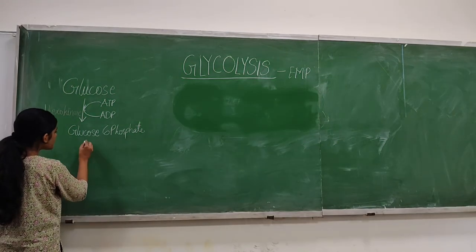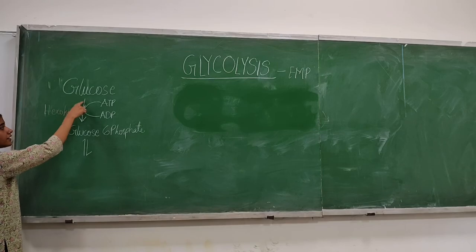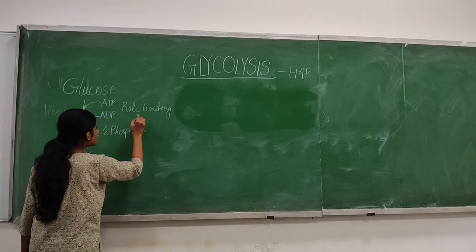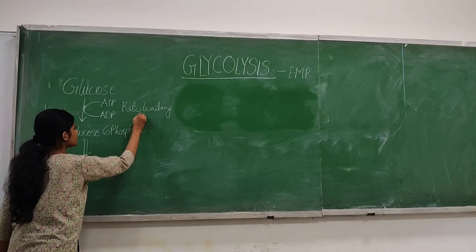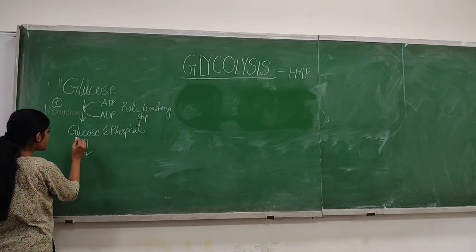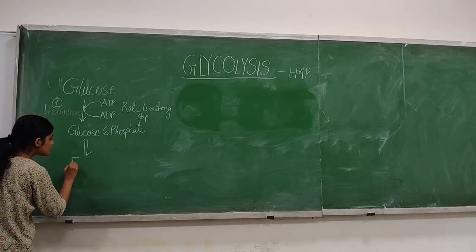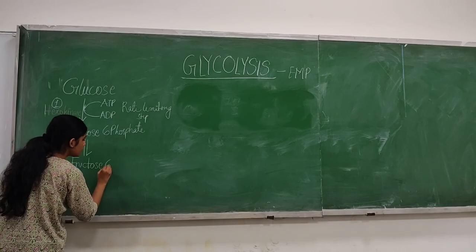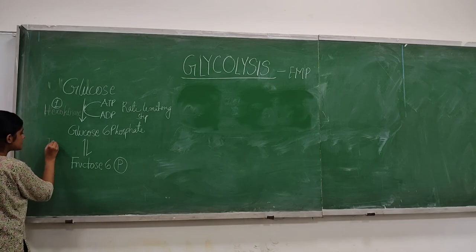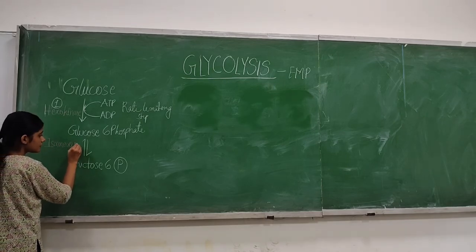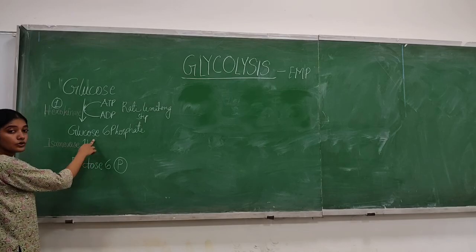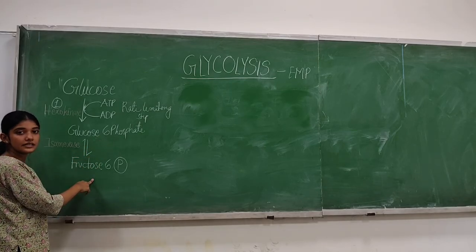In the second step, an isomerization reaction is taking place. The first step is irreversible and is a rate limiting step. Why rate limiting? Because this reaction depends on whether ATP is available or not. The second step is an isomerization reaction where glucose 6-phosphate is converted into fructose 6-phosphate. For phosphate, I am using P. This reaction is catalyzed by an enzyme called isomerase. These two are isomers of each other. Glucose contains an aldehyde group and fructose contains a ketone group.